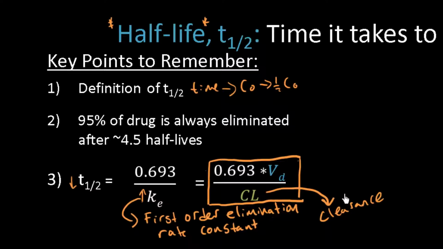And we'll talk about clearance in a future video, but real quick, the clearance is the volume of blood that gets eliminated of drug per unit time. So these are the 3 most important points to remember. And if you wanted to stop this video right here and you just learned these 3 points, you would probably be okay. But that's not how we roll. We want to really understand things.